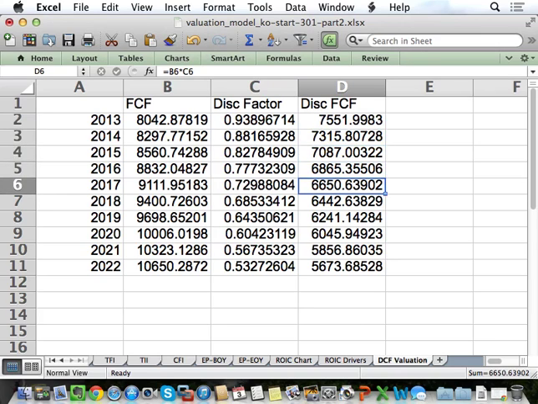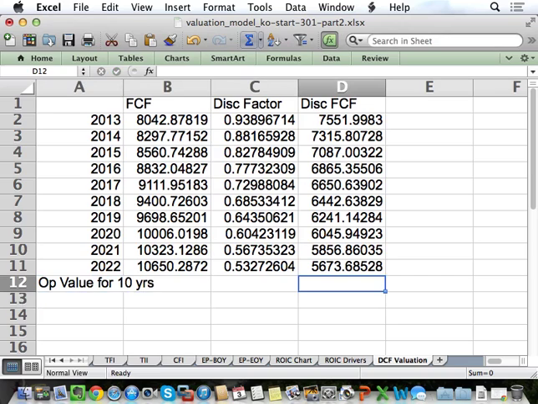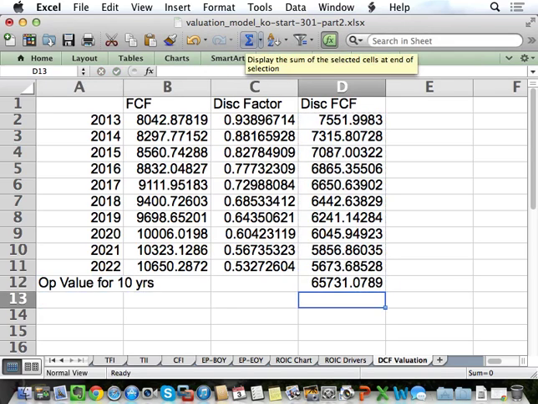So what I then want to do is sum these. So my operating value for 10 years is going to be the sum of those discounted free cash flows. So what we're going to say is that the value of Coke in its sales of its products, soda, water, etc., over the next decade in present value terms is going to be $65.7 billion of present value of free cash flow running their business for the next decade. That's the operating value of Coke for the next decade.